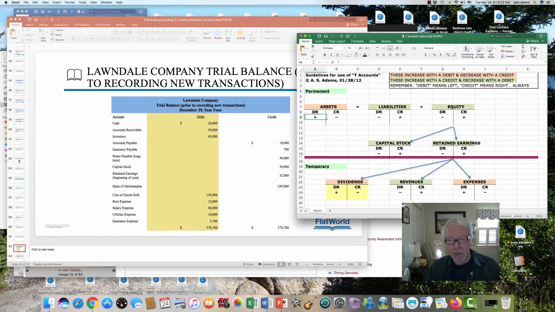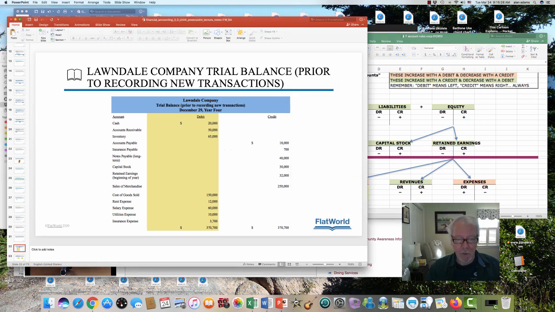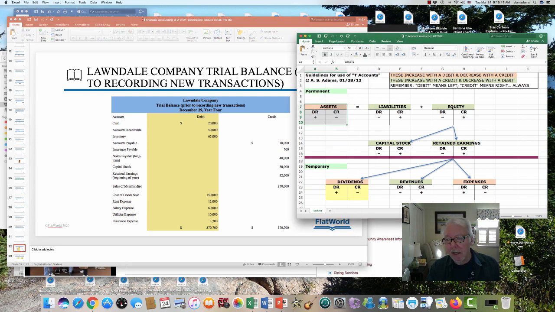They increase on the left side, so usually we'll expect to see them with a debit balance. We didn't calculate these numbers. This was given to us by the authors right out of the book, okay? The next few accounts, accounts payable, insurance payable, notes payable, those are all liability accounts. So we would expect them to have credit balances, and they increase on the credit side also. And you can see they do.